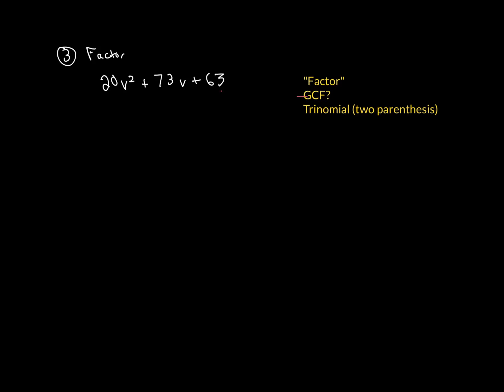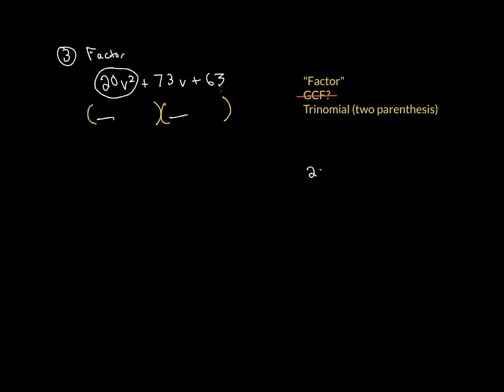So go ahead and put a line through the GCF. Next up, it's a trinomial, which means it has 3 terms. So going to go ahead and put our 2 parentheses. Going to insert some things that we know for sure. Again, the first thing in that parentheses in both of them has got to multiply to be the 20V squared.